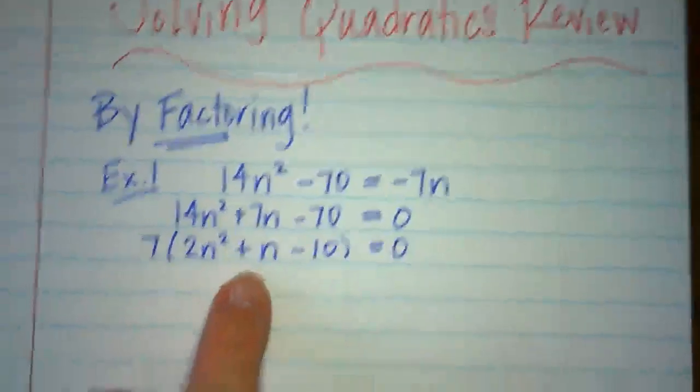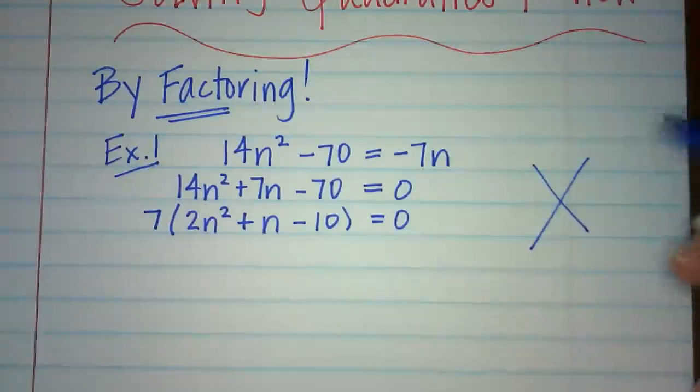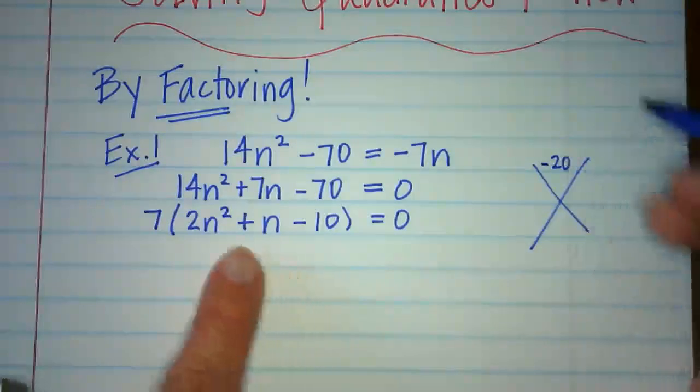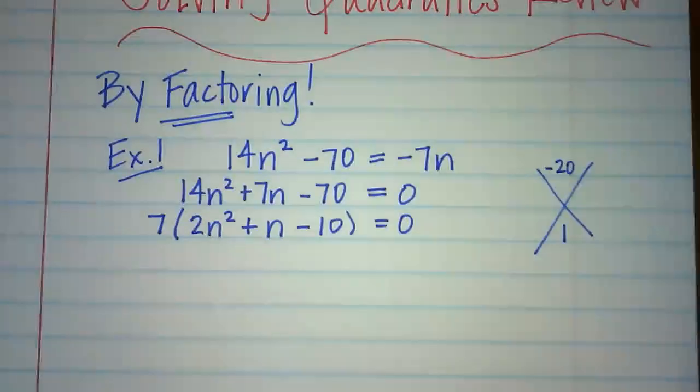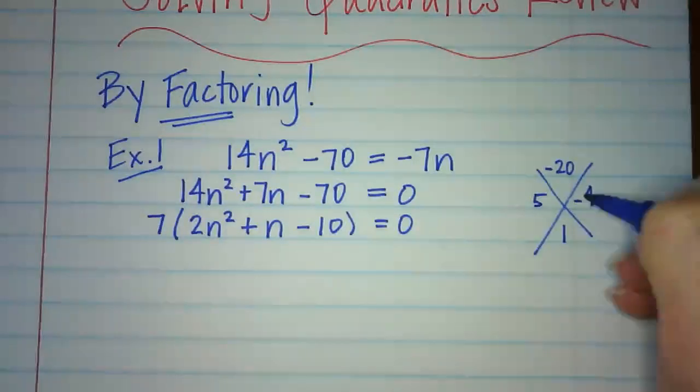Now we have a trinomial. This trinomial has a leading coefficient. So if we go over here to the side, if you like to do the x to figure this out, we need factors of negative 20 that add up to 1. If you remember in class, I gave you a hint that if you need to get a 1 as the sum, then you know you're dealing with two numbers that are right next to each other. Numbers that are next to each other that multiply to be negative 20 would be 5 and negative 4.